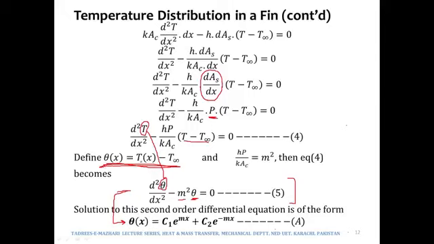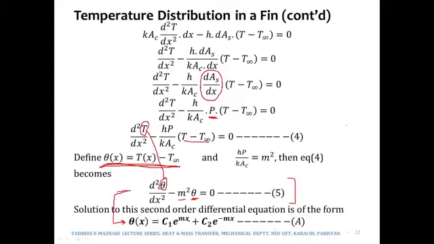Now out of theta we have got T and T infinity, and out of these two, T infinity is constant. So in fact equation A is talking about the relation between temperature and x. This equation A is simply the temperature distribution equation, meaning how temperature varies along the x-axis, along the length of the fin in the x direction.